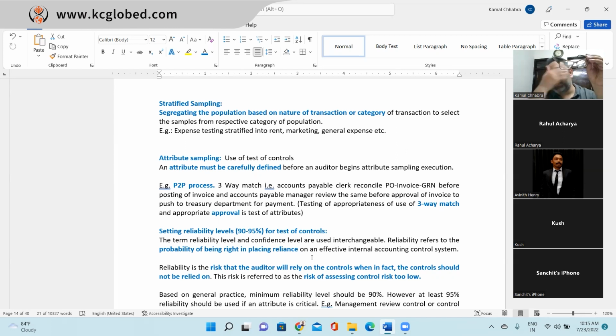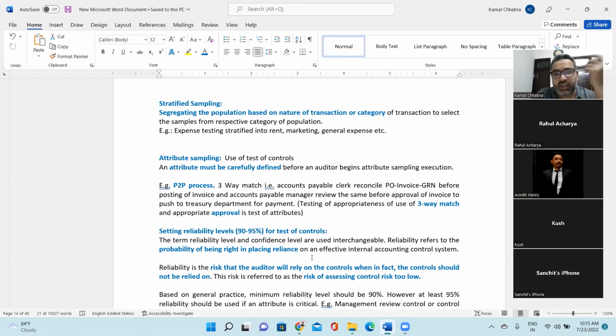And you might be stratifying, clubbing together respective expenses based on the nature and category of the transaction. For example, you have an office lease account, a guest house lease, and a machinery lease. So you might have four or five accounts in the lease, but the nature of all of them is the same, rental expenditure. So you can club them together and test as one population, right?